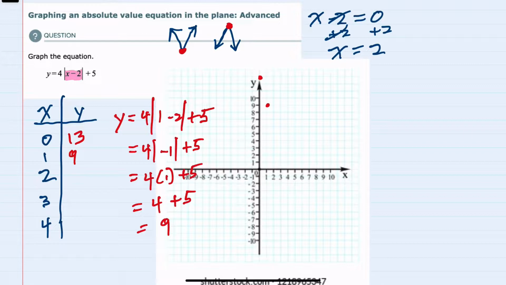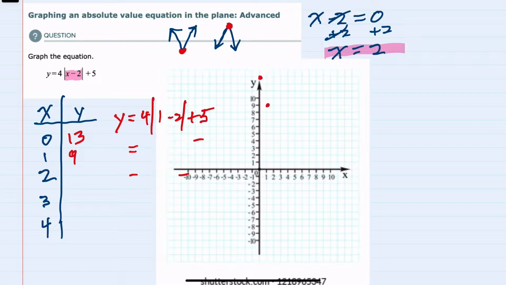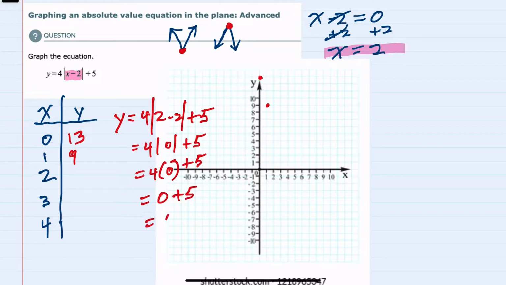And earlier we said we should have our vertex at x equals 2. So that's the next x value I'm plugging in. If I replace x with 2, when I look inside the absolute value, I would have the absolute value of 2 minus 2 is 0. The absolute value of 0 is 0. Moving to multiplication, 4 times 0 is 0. And when I add 5, my next coordinate is 2, 5. So on my graph, I move to 2 on the x-axis and 5 on the y-axis. This should be the point where the V is going to now move in the opposite direction.